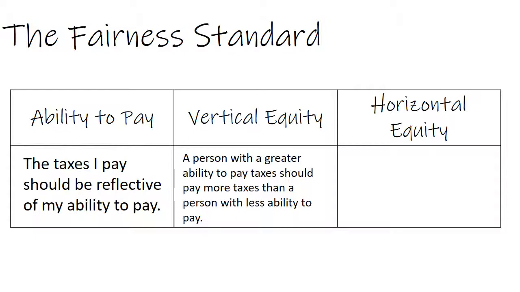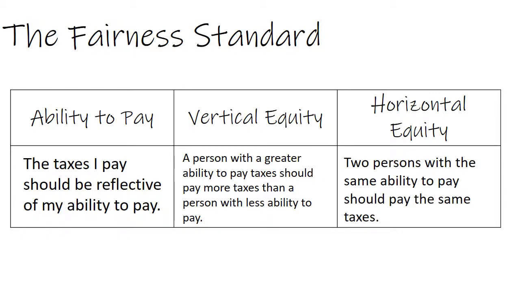The second fairness standard, and one that we're going to spend a little bit more time on in just a few minutes, is vertical equity, which implies that a person with a greater ability to pay taxes should pay more taxes than a person with less ability to pay taxes. And we'll look at the popular rate structures for taxation. Finally, horizontal equity. 2 persons with the same ability to pay should pay the same amount in taxes.